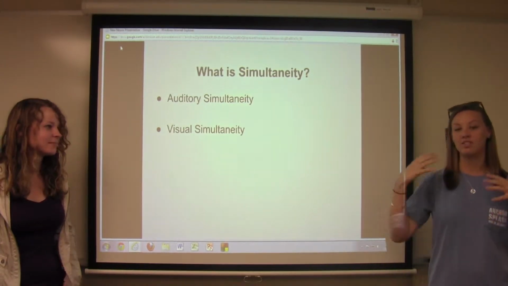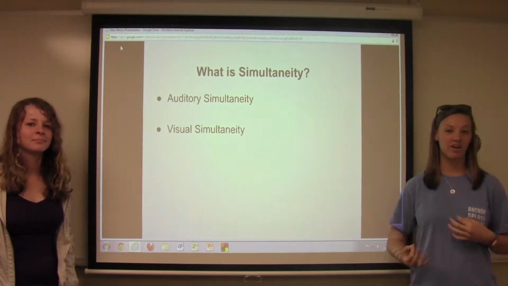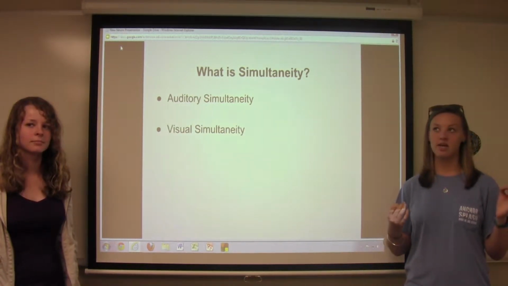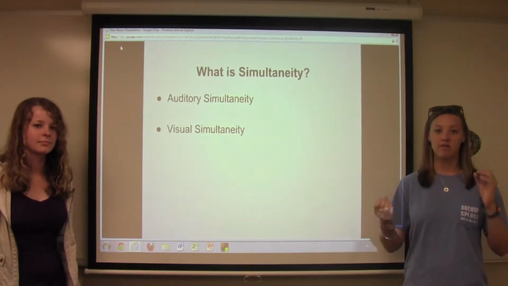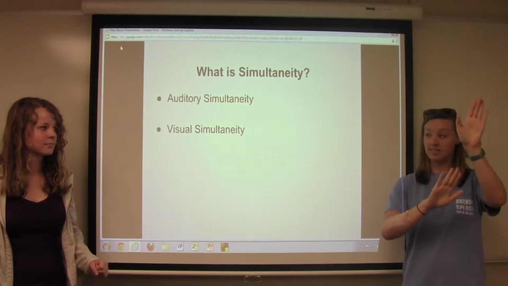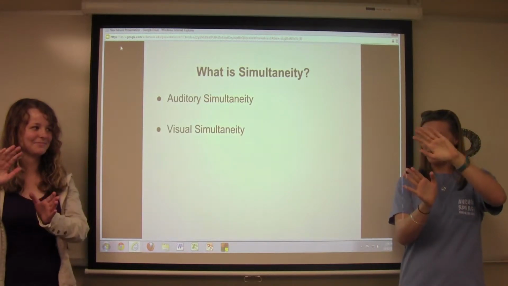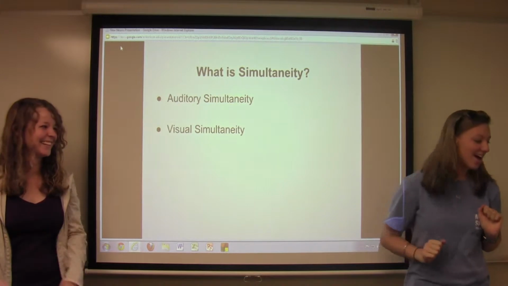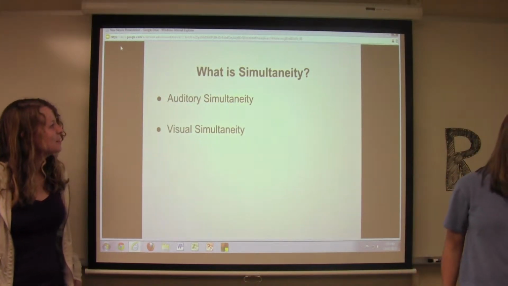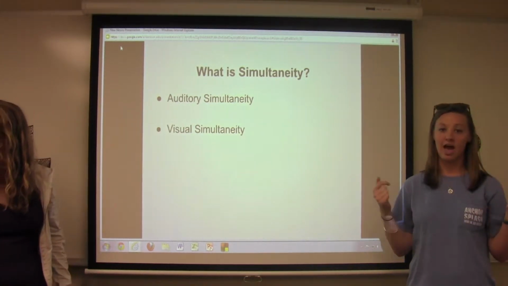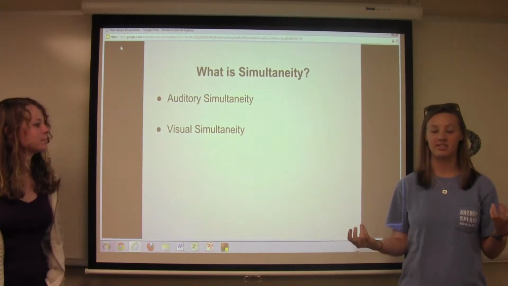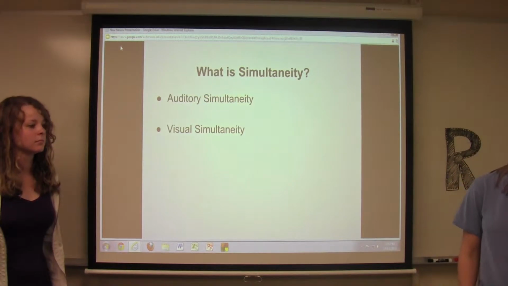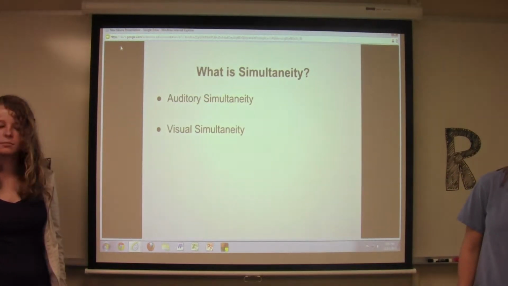So how does that whole idea of simultaneity transfer to our visual system? Well, visual simultaneity would be making the distinction between visual cues that are happening at the same time versus different times. I guess that doesn't work. So have you ever wondered how exactly our brain makes that distinction between things that happen at the same time versus different times? And that's what our presentation is going to look at.